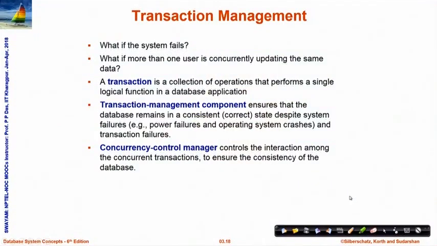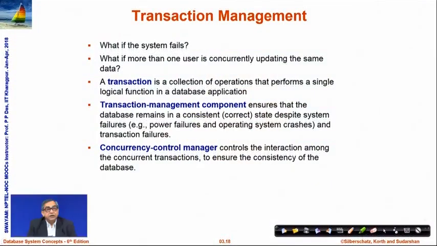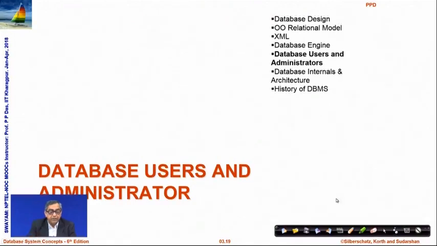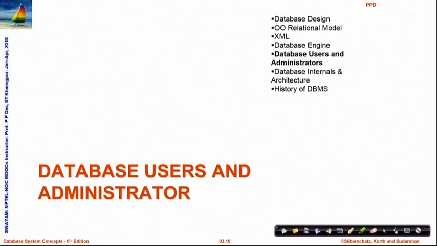So, this also includes the concurrency control manager, which controls the interaction among different concurrent transactions, which ensures the consistency in the database and provides the total safety. So, in total we have seen the different components of the database engine, comprising the storage manager, the query processor and the transaction manager.